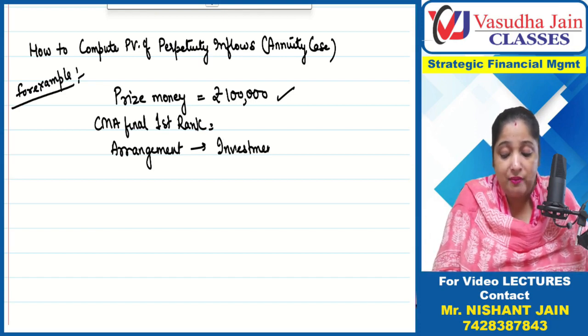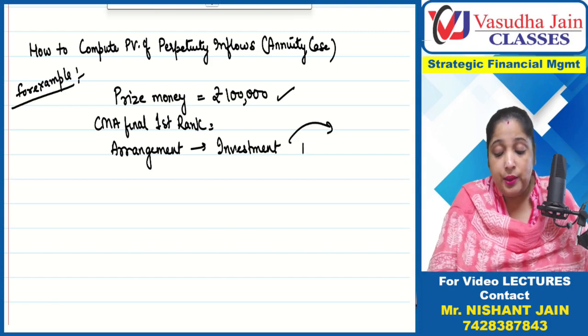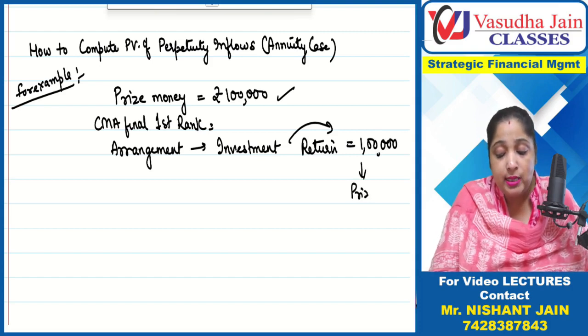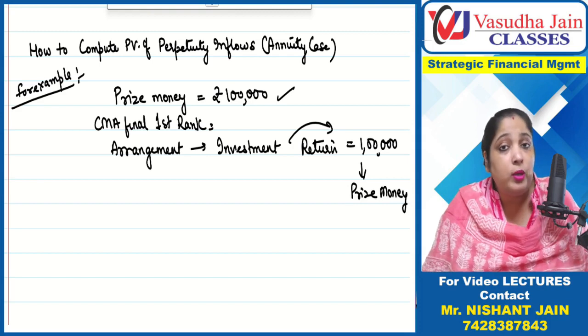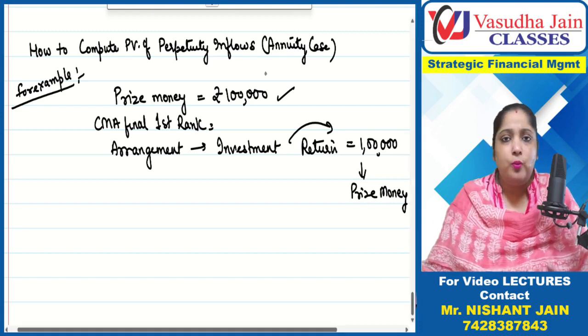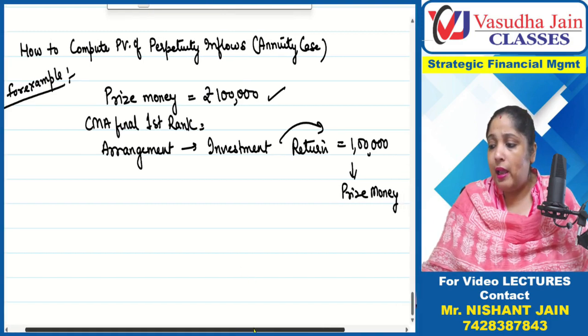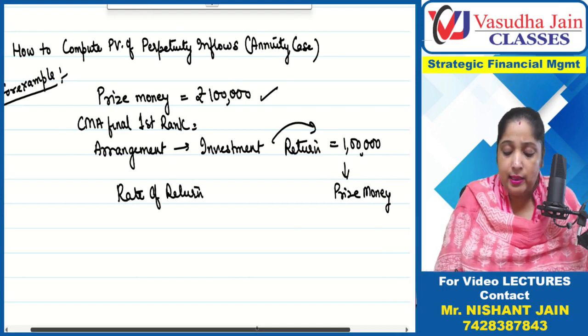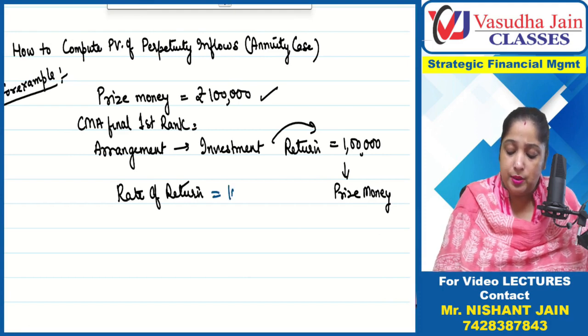I want to make some investment on which the return is equivalent to 1 lakh rupees. Therefore, every year 1 lakh rupees of prize money is given to students, whether I am surviving or no more. So I have gone to the bank and asked their rate of return, and they have said that the rate of return is 10%.